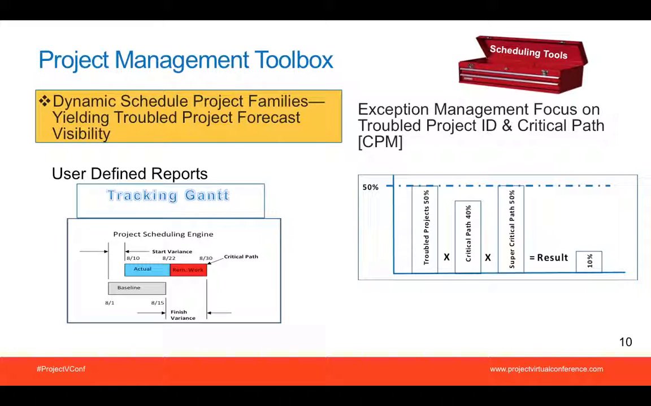What is the supercritical path? The supercritical path are all those tasks on the critical path that have very long durations, could be long lead time for forgings or purchased items, or it could be many hundreds or more man hours that are driving it. So basically, anyone who follows this methodology has 50% troubled projects, and in this example, 40% times that is about 20% net result, and about 50% of that is supercritical path.